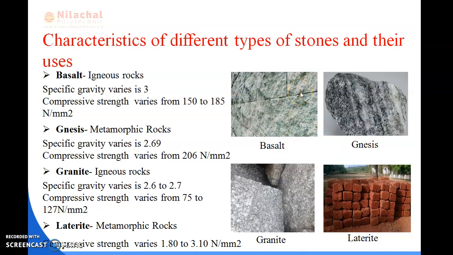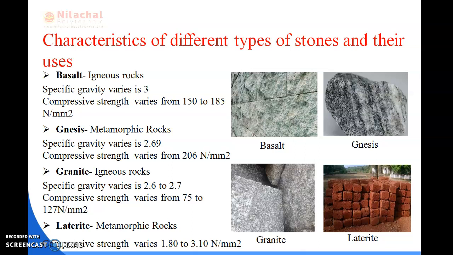Okay, and we can say where the basalt has been used. We can see the basalt has been used now as road metal, for rubble masonry, and foundation work purposes. Okay, we can say that is basalt.